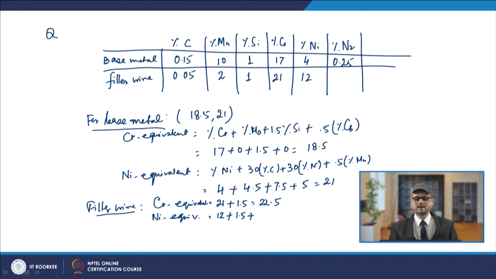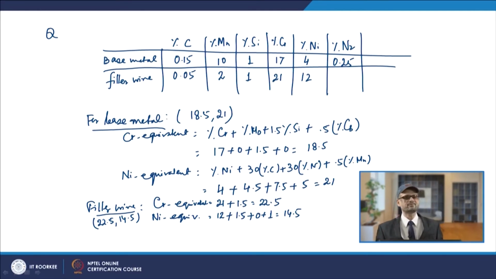Then you have 30% nitrogen, so 30 into the percentage of nitrogen. Nitrogen is anyway not there, so it will be 0. Further you have 0.5% manganese, manganese is 2%, so 0.5 into 2 is 1. So it will be 14.5. For the filler wire, the point which you are getting is 22.5 and 14.5.